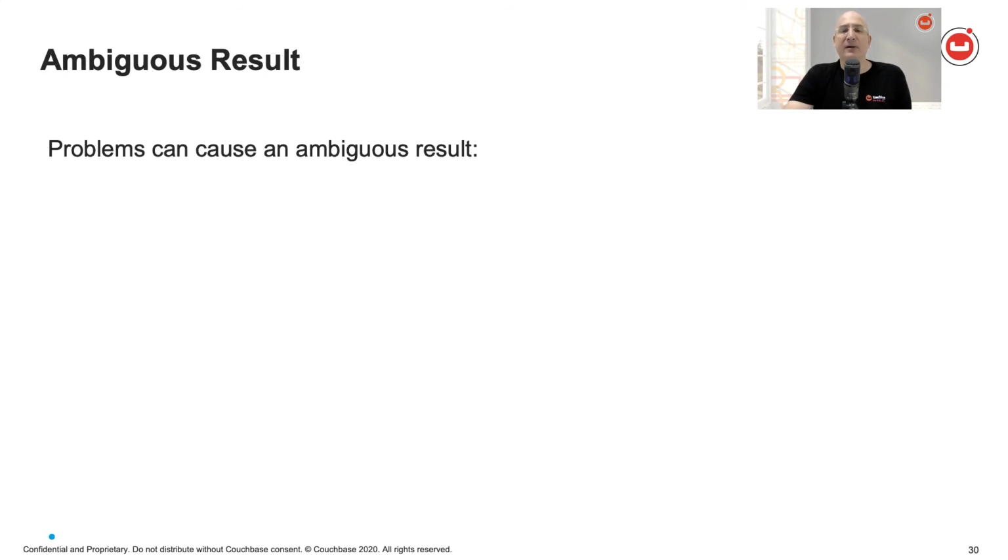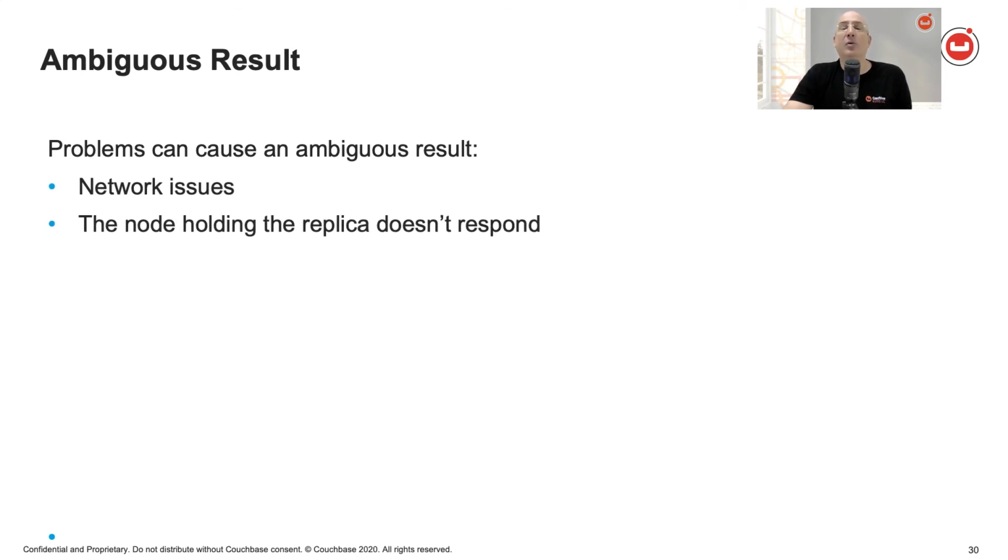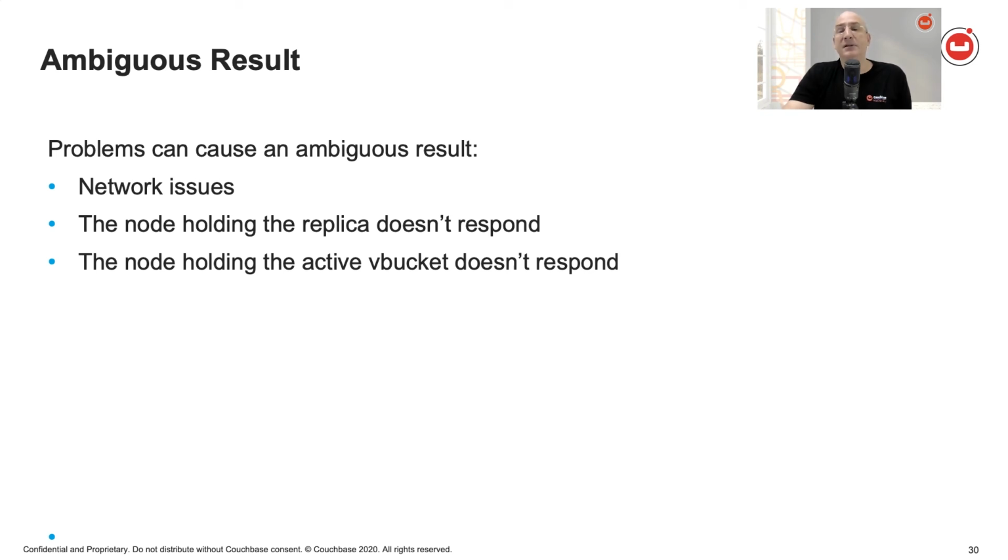Couchbase is a distributed database. Like in most distributed systems, there is a possibility that something will go wrong. For example, if there are network issues, if the node holding the replica doesn't respond, the active node might try to replicate to another node that holds another replica. If that fails too, there is uncertainty whether the replication succeeded or not. If the node holding the active vBucket fails to respond, there is still uncertainty whether the operation succeeded. These kinds of scenarios might cause ambiguous results.